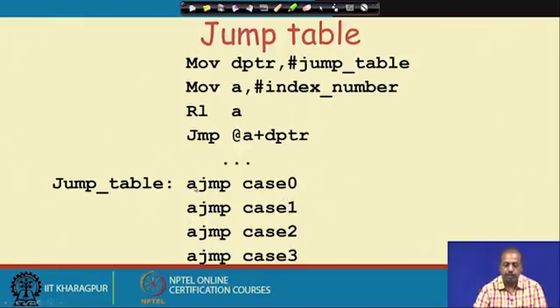Now, each of these instructions will take 2 bytes. So, if this jump table address is, say, 9000, then for JMP @A+DPTR, the A value for the first one, this index number, is say 5. 5 means that, after rotate left A, it is multiplied by 2, so it is 10. As a result it will jump to DPTR plus 10. DPTR plus 10 corresponds to case 5, because each of these AJMP instructions takes 2 bytes. So, case 5 will be at byte number 10 starting from the offset of the jump table. So, we can have this type of jump tables implemented by means of this jump instruction. This JMP @A+DPTR instruction is useful when you are implementing this type of code lookup tables.